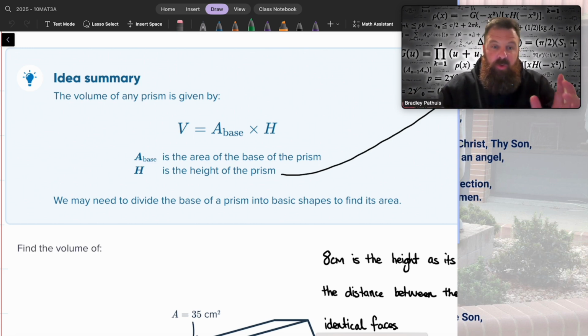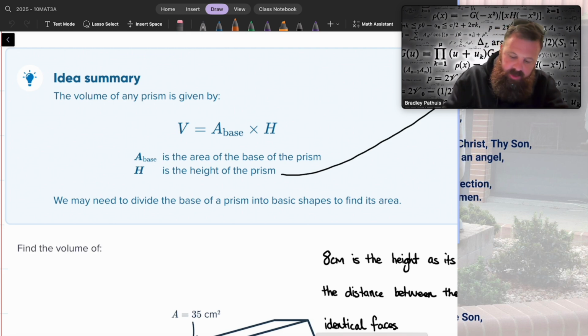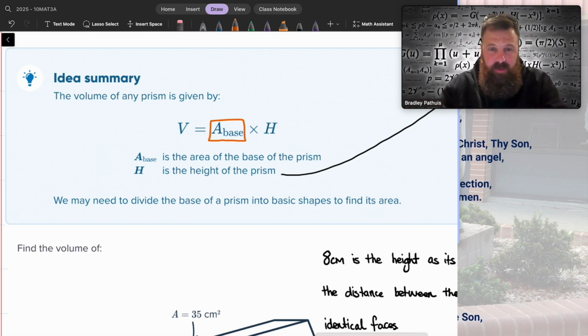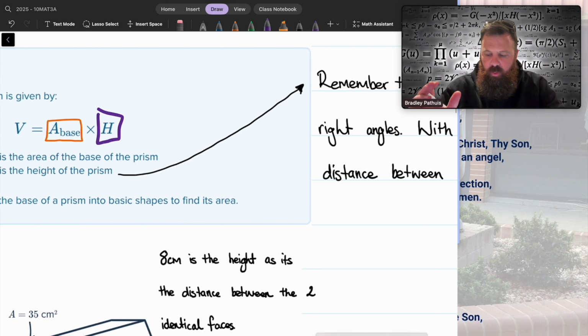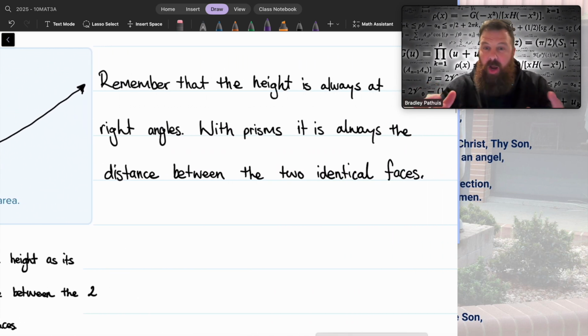I use a very simple formula for prisms, and that formula is written here. V is equal to the area of our base, and then we multiply it by our height. Remembering in lessons where we've talked about area, whenever we talk about height, we're looking at things that meet each other at right angles. And in prisms, we can describe it in a bit more detail.